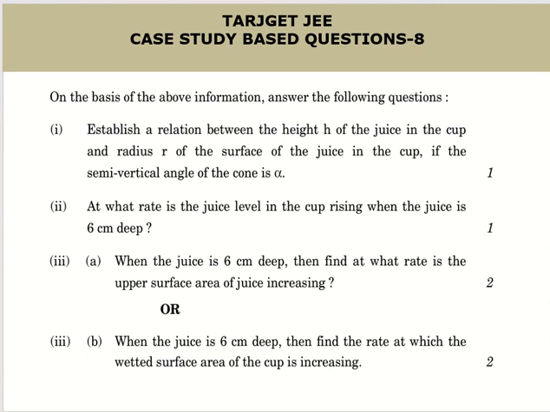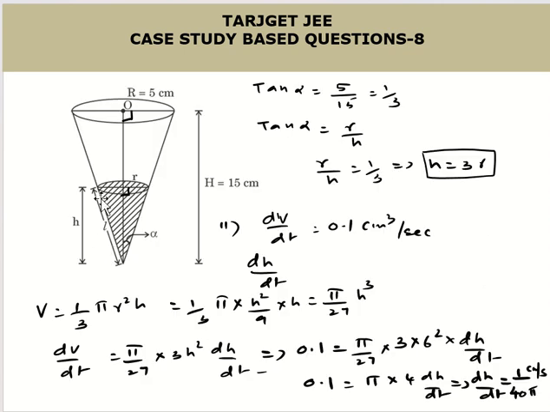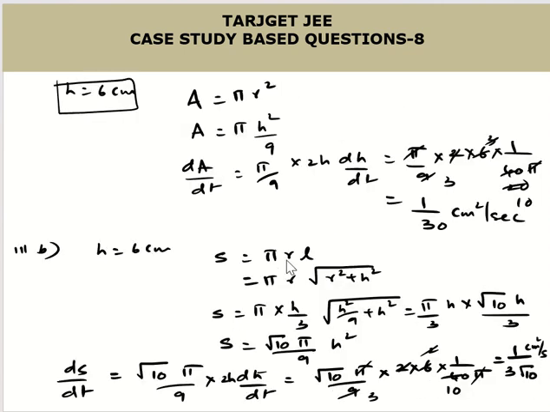When the juice is 6 centimeters deep, find the rate at which the wetted surface area of the cup is increasing. The wet surface area is nothing but the CSA of the cone. CSA is equal to pi r l. Replace l as root of r square plus h square. Because we have dh by dt already, we can replace r as h by 3 and then differentiate on both the sides with respect to t. Replace dh by dt as 1 by 40 pi and h as 6 centimeters. We get the rate at which the wet surface area of the cone is increasing.